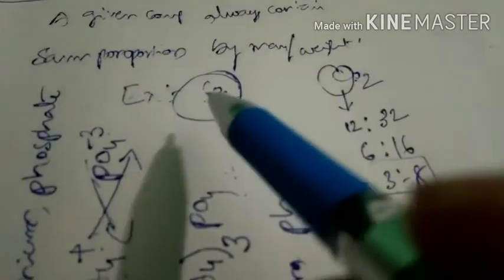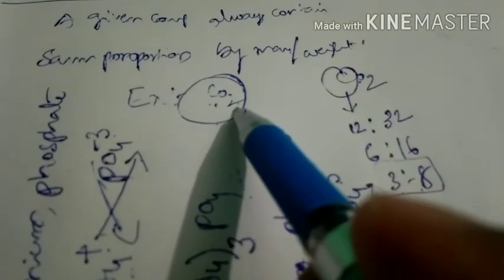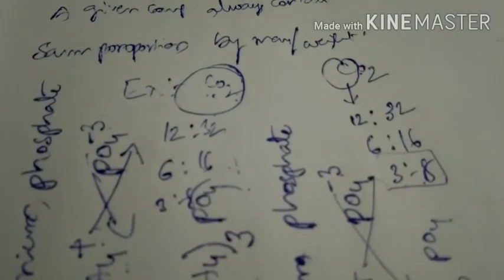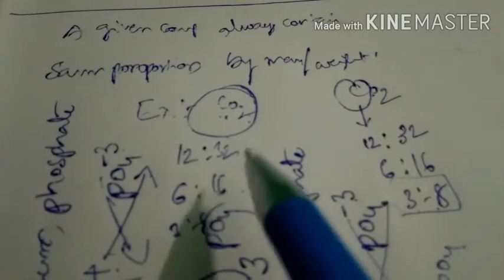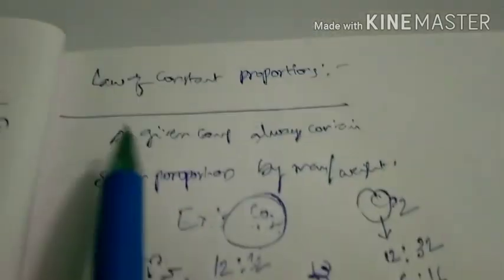Then also the formula of carbon dioxide is the same. In that one also one carbon atom and two oxygen atoms are present. In that also the ratio is 12 is to 32, nothing but 6 is to 16, nothing but 3 is to 8. That means this is the important point: if you get a compound either naturally or artificially, its mass ratio or weight ratio is the same. That is called the law of constant proportions.